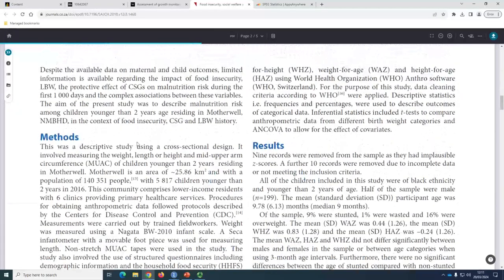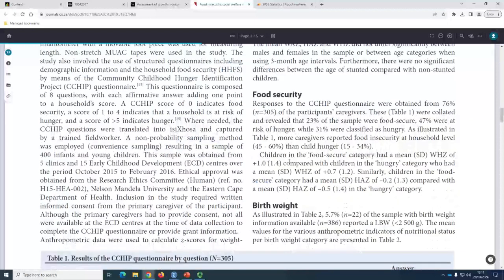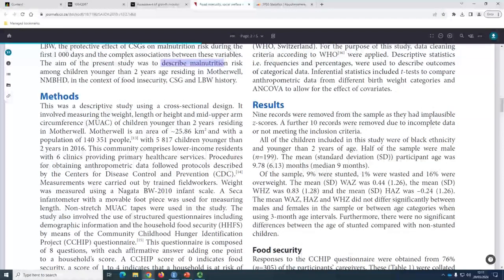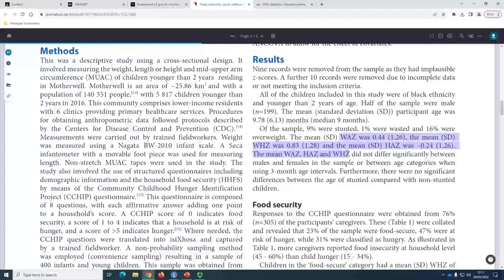where's the aim? The aim of this study was to describe malnutrition risk among these young children in this place. So malnutrition risk is the outcome. And then in the results, one of the first things they tell you is about these markers of malnutrition risk. Can you see the pattern emerging? They're saying, I'm interested in malnutrition risk. Here are some scores that explain that descriptively.